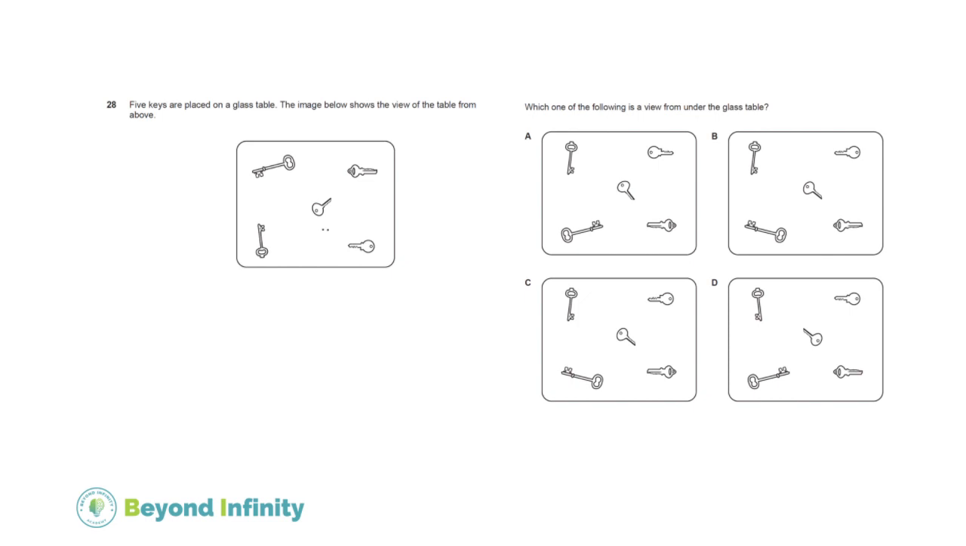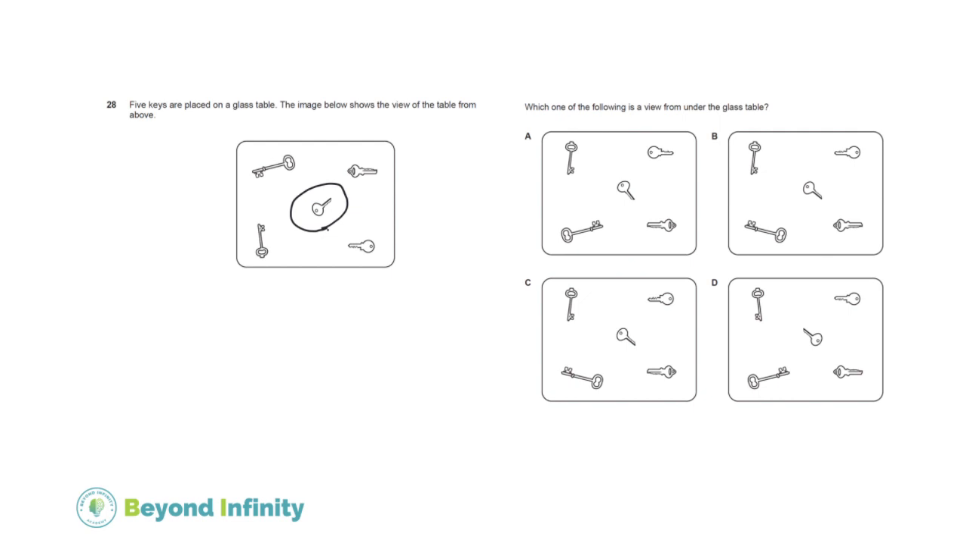So let's say we choose the middle key. The key about this, excuse the pun, is that whether you're looking on the top or looking at the bottom, the position of the keys doesn't change. So the relationship between each key, and also the relationship between the key and the edge of the table, is always going to be the same, whether you're looking on the top or looking at the bottom.